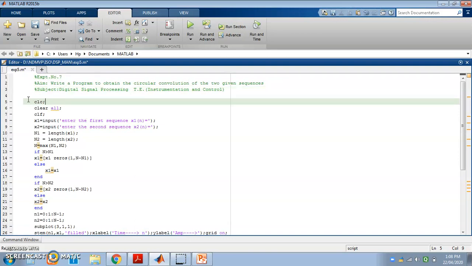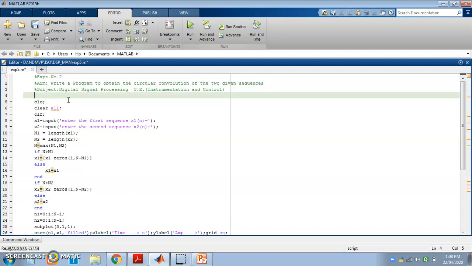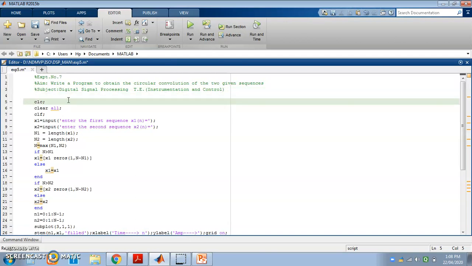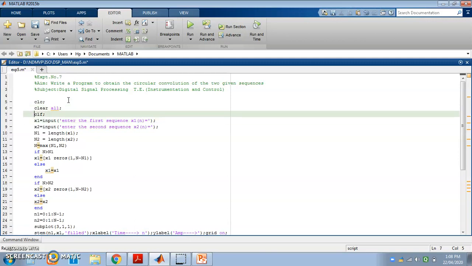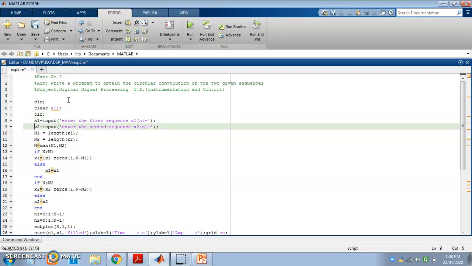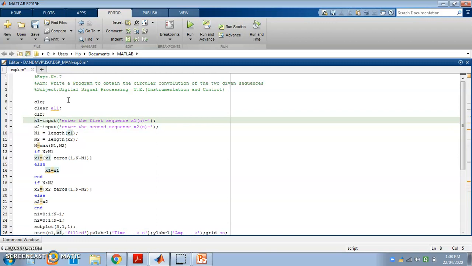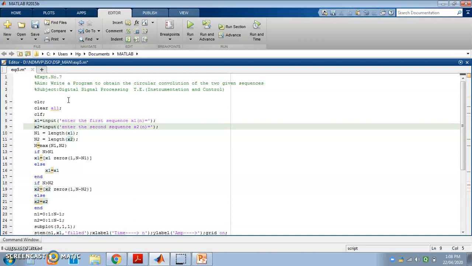Here, at line number 5 of the MATLAB editor, I have written the first command, CLC, for clearing the command window, then clear all to clear the workspace. In line number 8 and line number 9, I have entered the two sequences because I need to calculate the circular convolution between them. One can enter the first sequence as x1 and the second sequence as x2 by using the input command, which is the standard syntax of the input command in MATLAB.